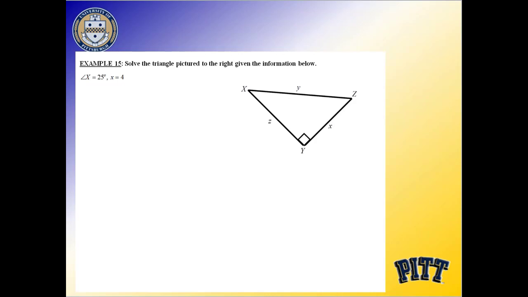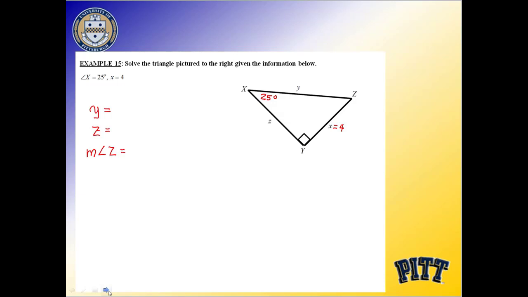And here's our first one, example 15. We're given that angle x is 25 degrees. We're given that side x is 4. We want to find the measurements of side y, side z, and the measurement of angle z.